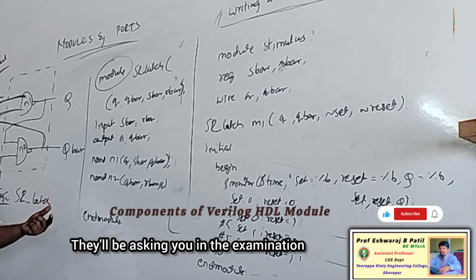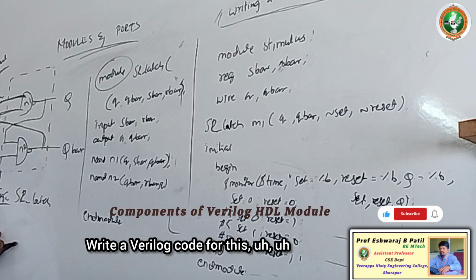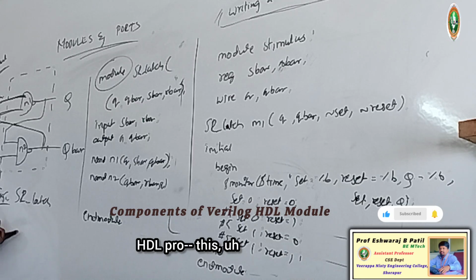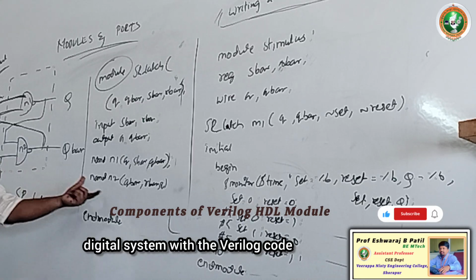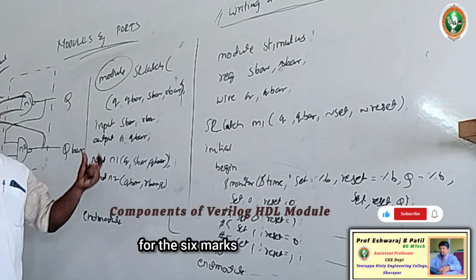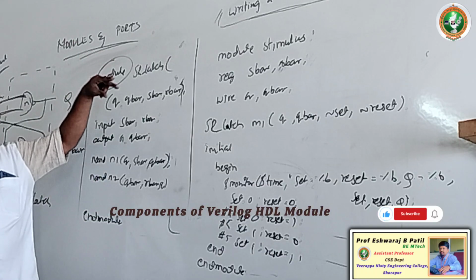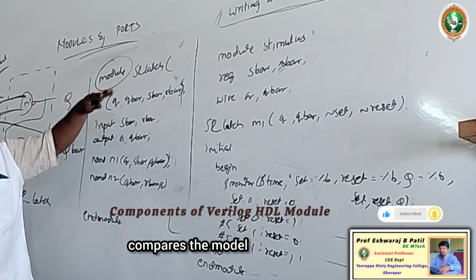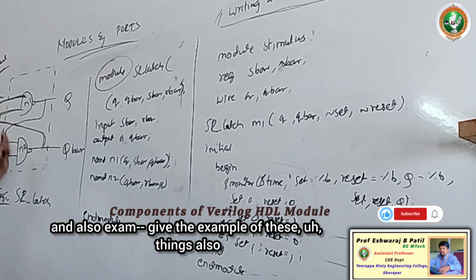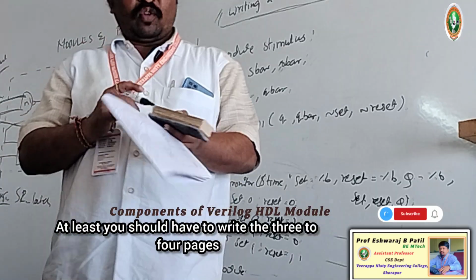They will be asking you in the examination, they will be giving you this figure directly. Write a Verilog code for this digital system, with the Verilog code and the test bench also. You should write these 3 things for the 6 marks. If they ask for the full 10 marks for defining the model, declaration and all, this comprehensive model you should explain theoretically and also give an example. At least you should write 3 to 4 pages.